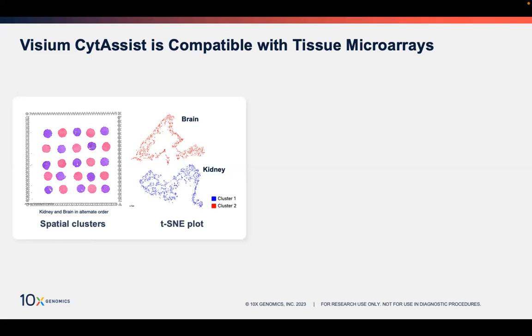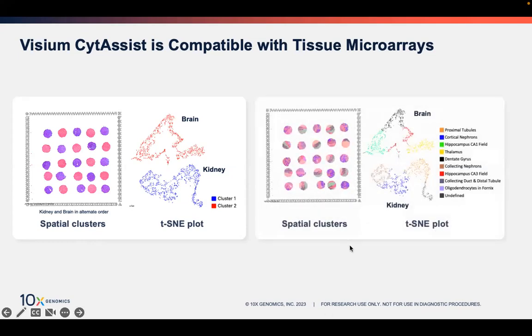It allows you to cut a section, float it, pick it up on a standard slide. What we see here is a 5x5, or 25 total cores, TMA, and we separated these out. We used brain tissue and kidney tissue in this sample, and we were able to restrict this analysis and separate the data with brain and kidney, but we could also take it a step further there, where we could look at the specific cell types within each tissue type as well.